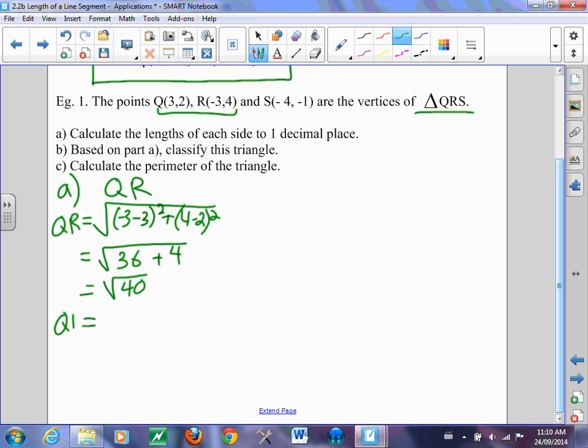So QR equals 6.3 units. Unless a measurement's given, just write down units. All right, so that's the one side length.